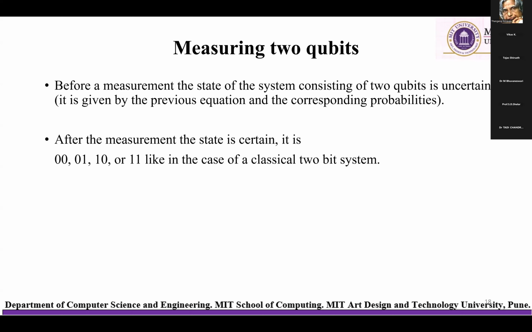After the qubits are measured, the state collapses to one of the four possible outcomes, and the system becomes certain. The qubit system will then be in a definite state, much like a classical two-bit system where the state is always known upon measurement.